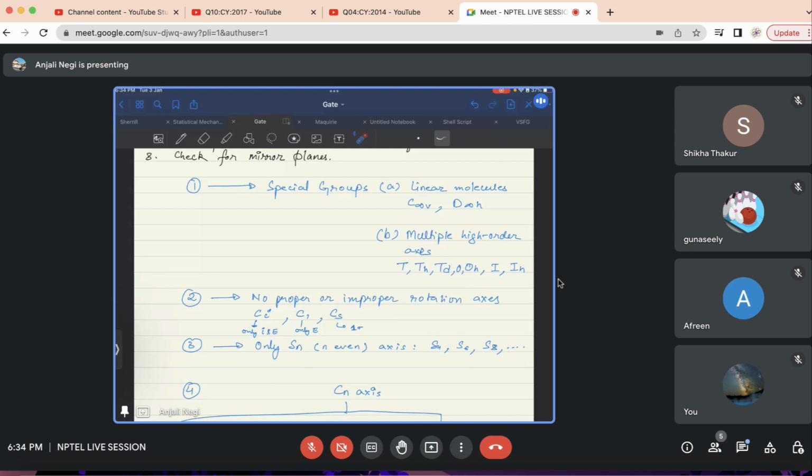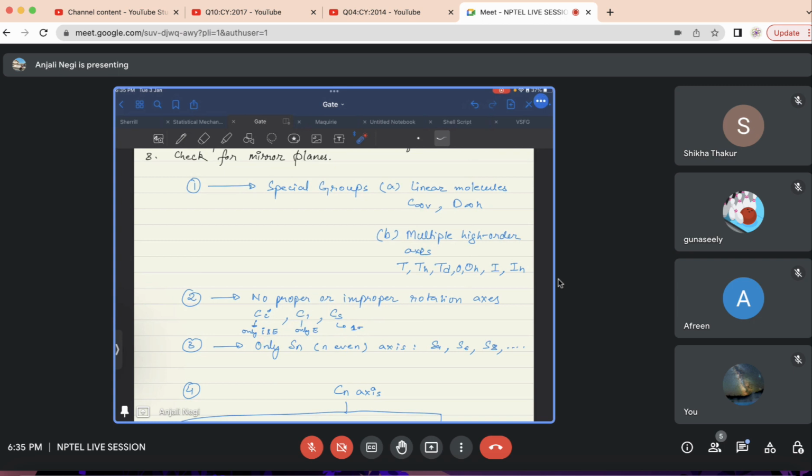The second step is if there is no proper or improper rotational axis present in the molecule. For example, it will belong to Ci, C1 or Cs type of point groups. All of them have the identity symmetry operation for sure, present in all molecules. Other than that, Cs has one sigma plane, and C1 has only identity, so that is why it is C1, and Ci only has I and E.